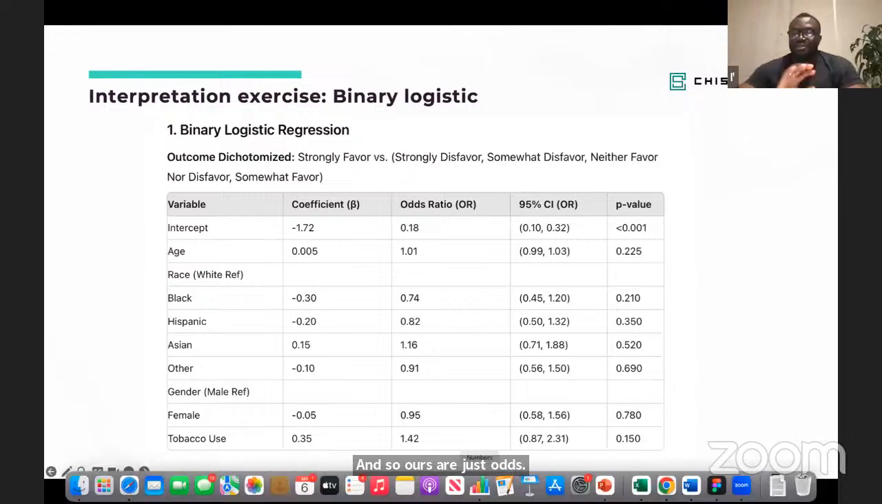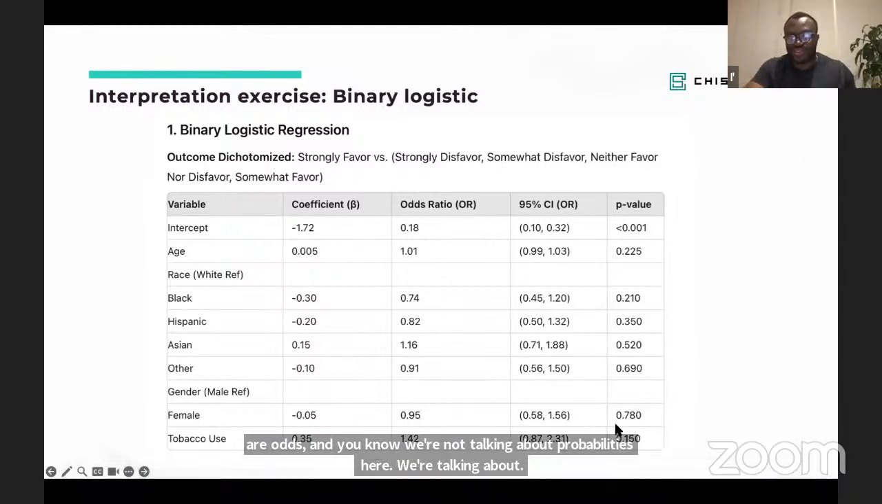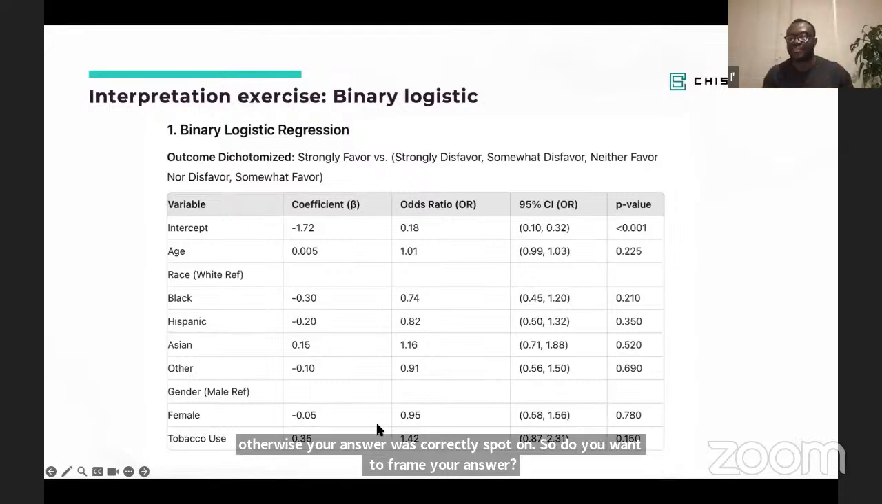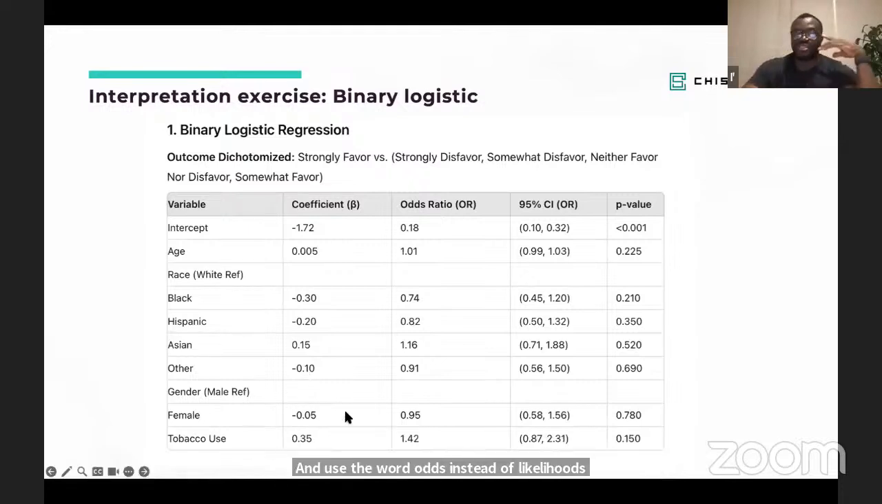All right, so the moral of the story is, when you're trying to describe results from a binary logistic regression, try your utmost to avoid using the word likelihood, because odds are odds, and we're not talking about probabilities here, we're talking about odds. Otherwise, your answer was correctly spot on. So do you want to reframe your answer and use the word odds instead of likelihoods for the results you just described here?